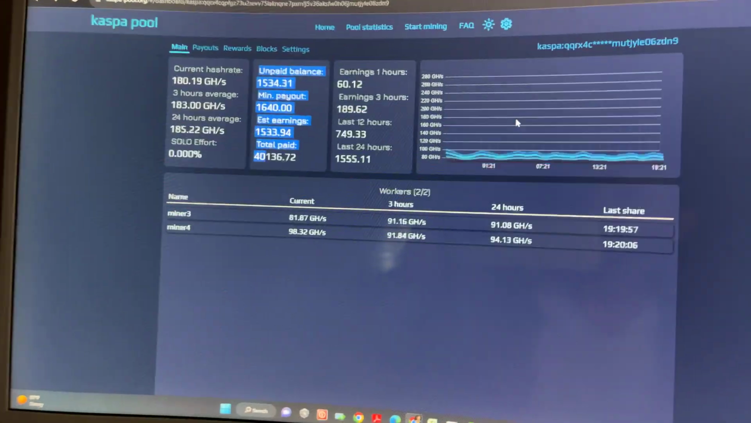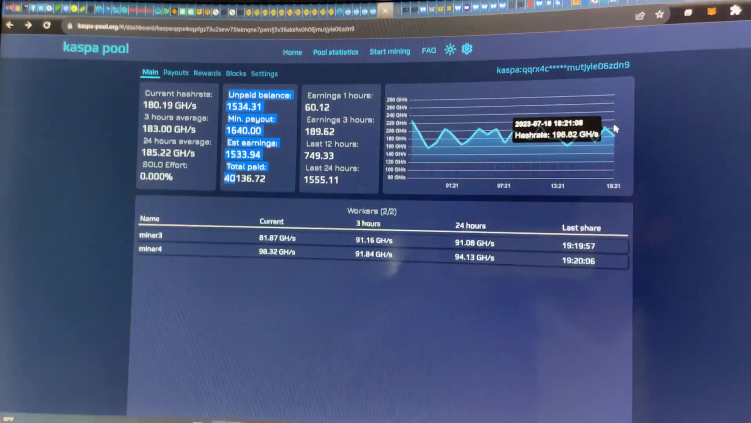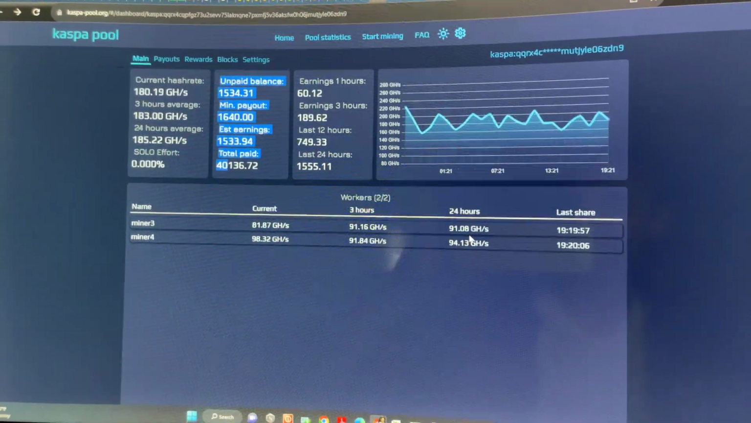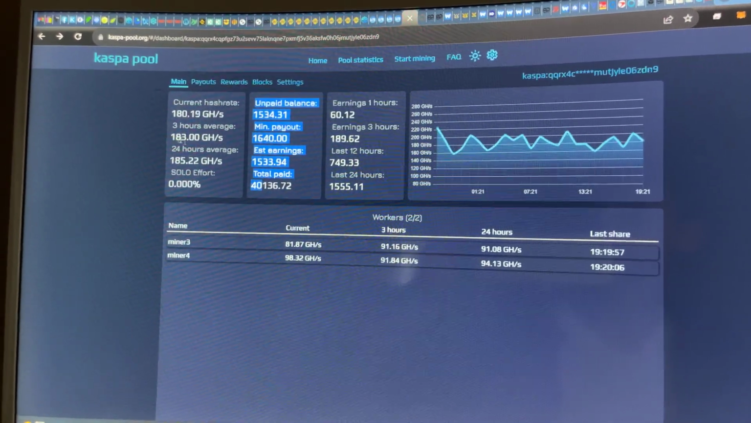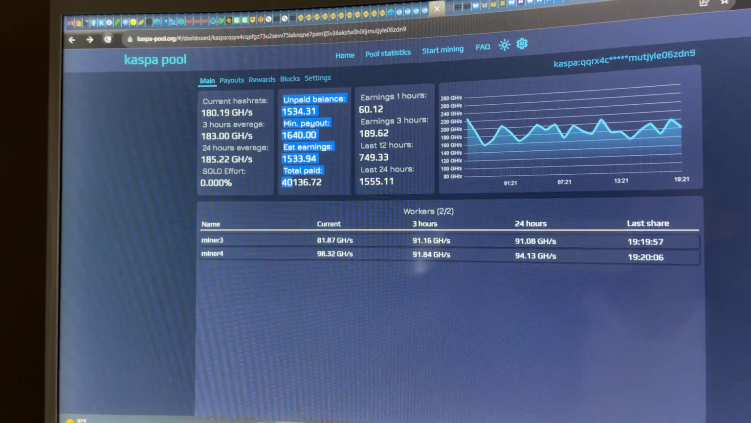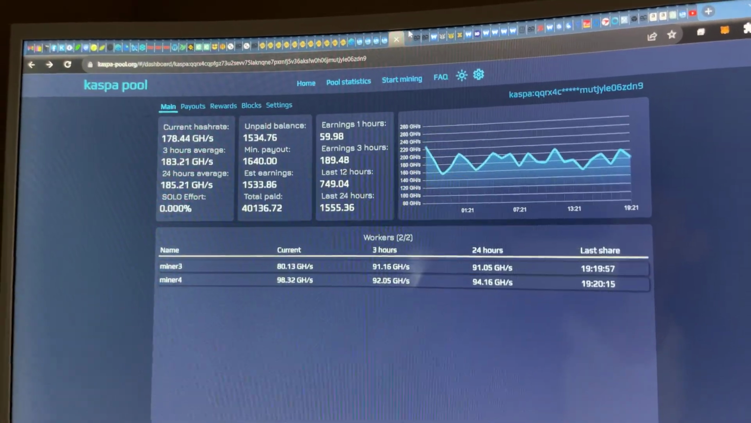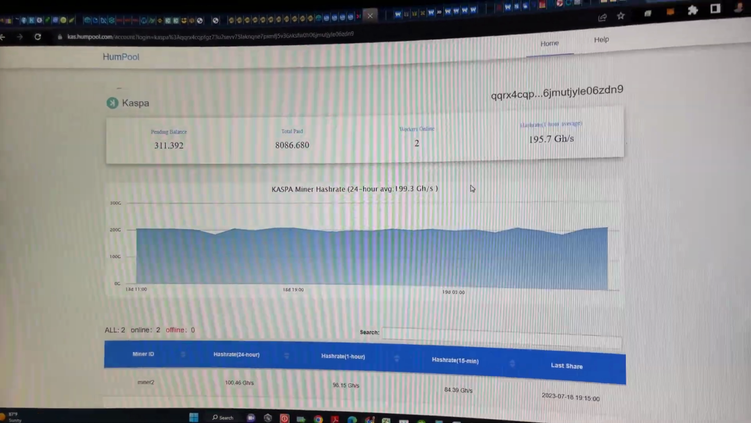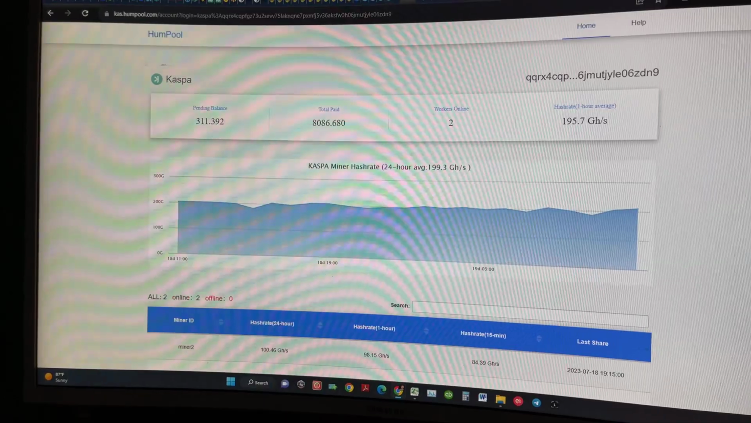Now, if I go to Kaspa-pool, this has been going up and down a lot, like I mentioned before, but not as much on the two miners. I have the 24 hours average. Look at this, 91 and 94, so roughly 185 for the 24 hours average. And then I have the 3 hours average, 183 and 180 on the current hash rate, which, let's refresh, is kind of low, even less, 178. Here on HumPool, the current hash rate is 195, so it is a little higher for some reason. I did restart the miners on the Kaspa-pool, and I did restart them on the HumPool when I started mining. And those are the 3 days results.